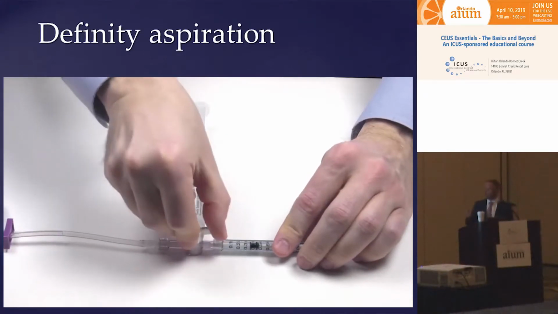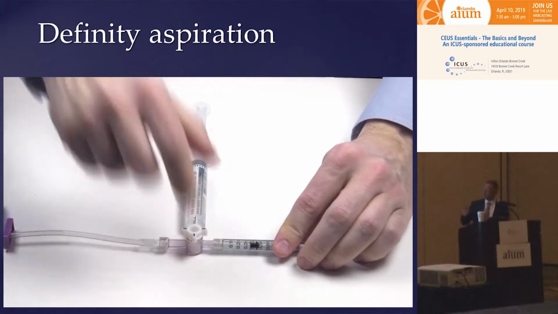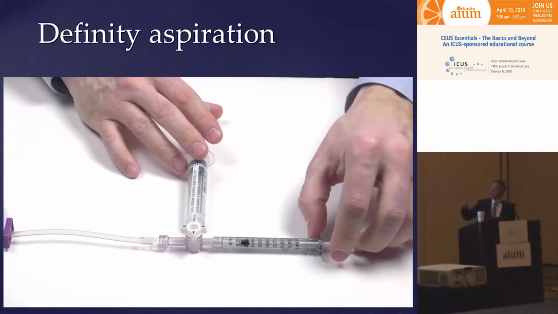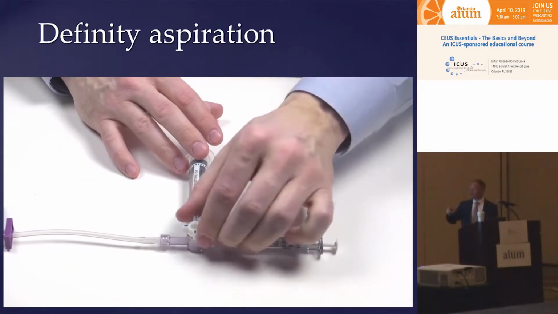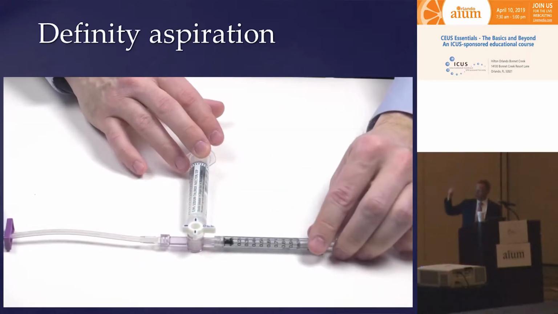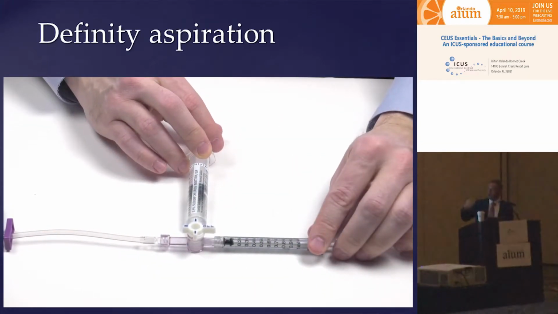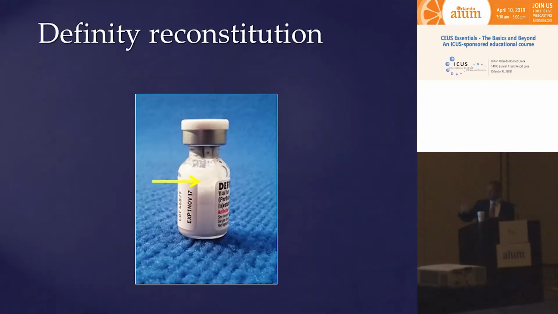Injection is identical to Lumason. You test your line first, then you flip your stopcock, tell sonographer to start acquiring data, inject your Definity into the line, again, quickly, 1-2 seconds per injection, and then flush Definity with saline.